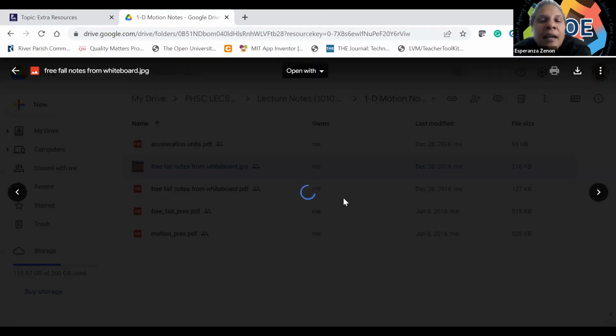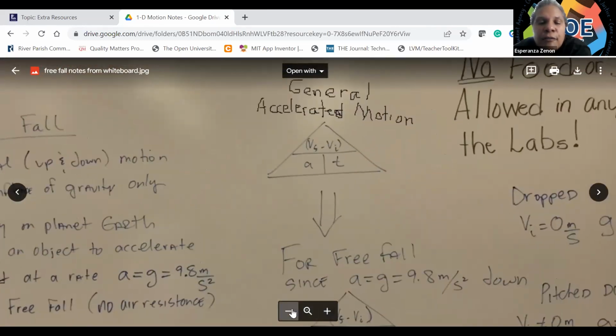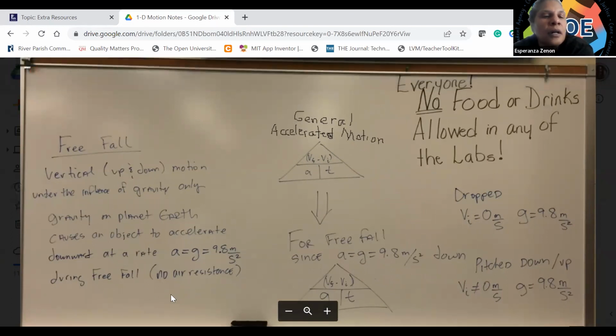The other thing I have here is a nice visual to help you understand free fall, okay? It defines free fall for you. Free fall is vertical up and down motion under the influence of gravity only. And so on planet Earth, gravity causes an object to accelerate downward at a rate A equals G, 9.8 meters per second squared, during free fall. No air resistance.